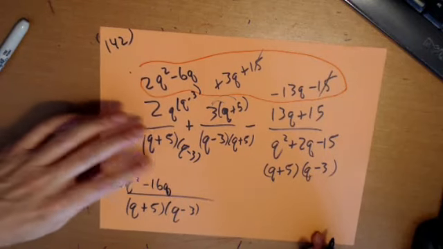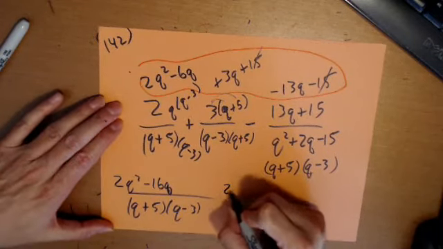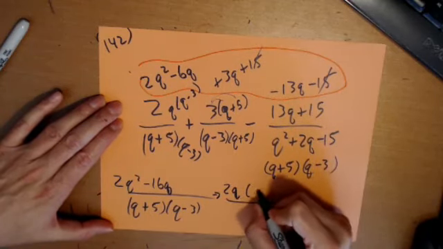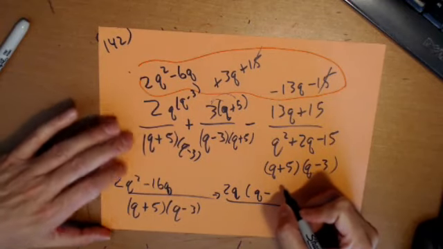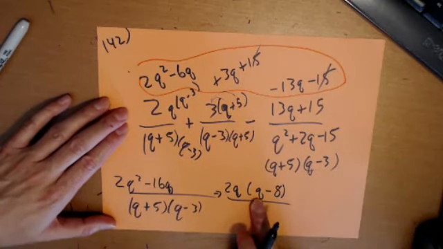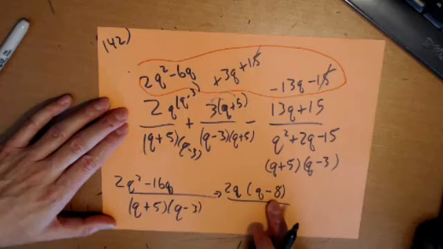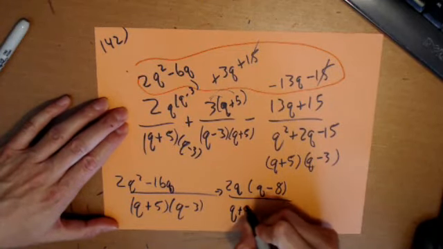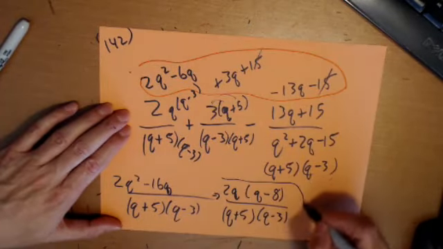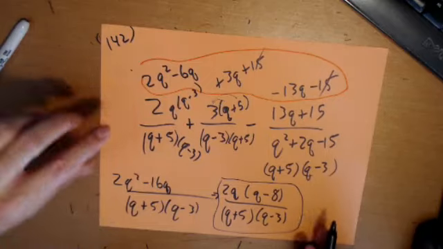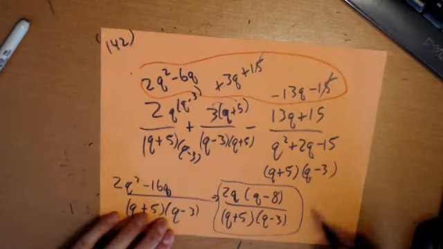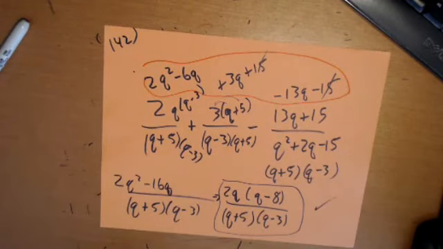I don't know. The top, it looks like I can factor it more. So if I pull out a 2q, so let's put a little arrow. Pull out a 2q, that leaves us with a q minus 8. 2q squared minus 16q. 2q, q minus 8, q plus 5, q minus 3. Okay, so nothing really canceled. It's fine. And if nothing canceled, just double check. 2q squared minus 6q, 3q plus 15, minus 13q. Yep, looks good. Ta-da!